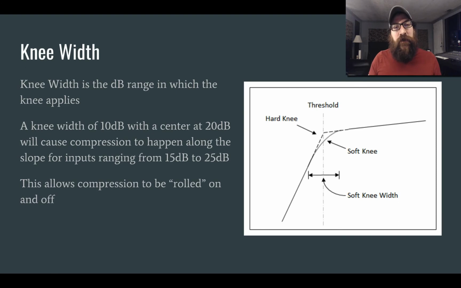Now, the knee width is going to basically show us where that original compression is allowed to be applied strictly and where the curvature starts. So it's simply a decibel range where the knee applies. So if we have a knee width of 10 decibels and a center at 20 decibels, we'll cause compression to happen along that curve, that slope, for inputs ranging from 15 decibels to 25 decibels. So this would be here 15, and this here would be 25. That's our curve amongst a 10 decibel range centered at 20 decibels.